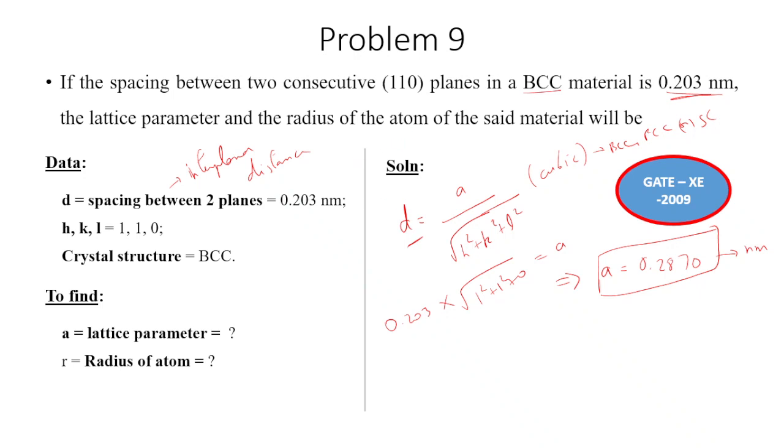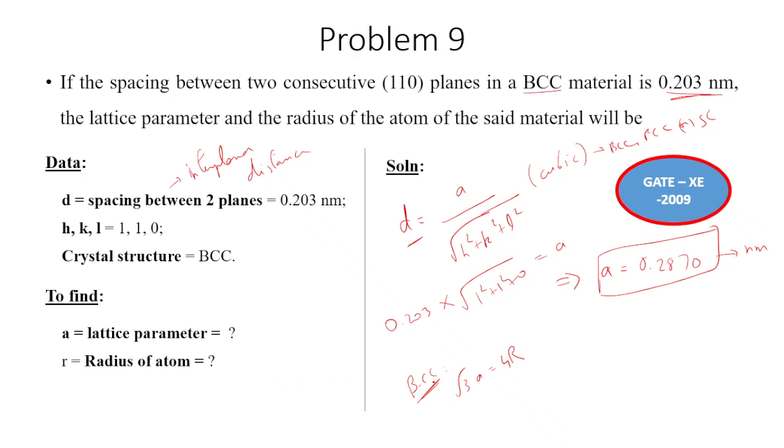Any clue? Sir, A equal to 2 root 2 R. Actually, for BCC, it is supposed to be root 3a is equal to 4r. I believe 2 root 2 r is for FCC. Yes, FCC, I was missing that.